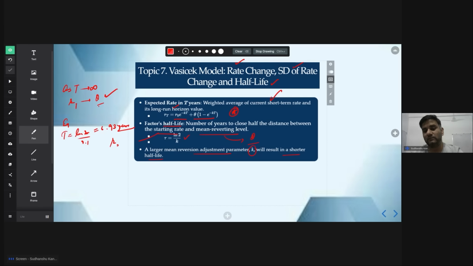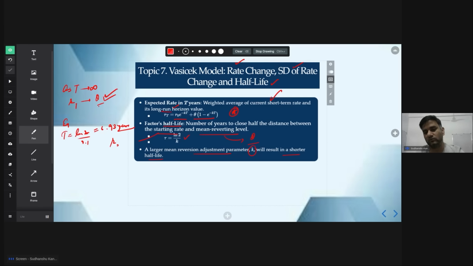They are anchored by your long run equilibrium value theta, right? So keep that in mind. This is the core economic meaning of Vasicek, that you are tied to a long run value which is economically important or significant. The short rate evolves as a weighted average of today's levels and a long run equilibrium.